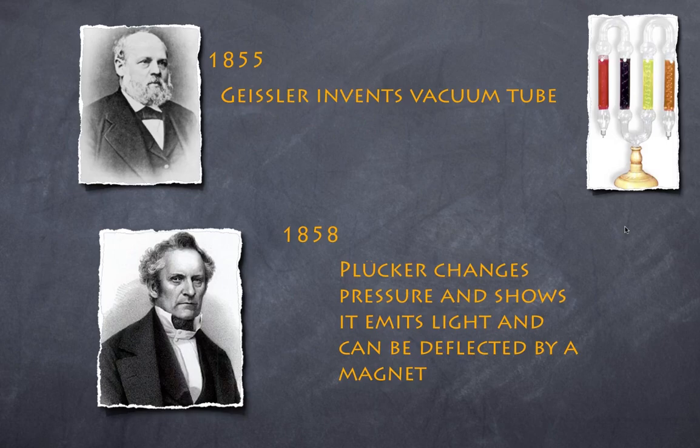A couple of years later, 1858, Plücker was able to produce the same effect in what was known at the time as the Geissler tubes, and he was able to vary the pressure within the tubes, in other words, vary the amount of gas within the tube, and he noticed that it emitted different amounts of light, but he also noted that the light could actually be deflected by a magnet. So he supposed that whatever was in the tube was electrically charged because it was known at the time that an electrical charge could be deviated by the presence of a magnetic field.